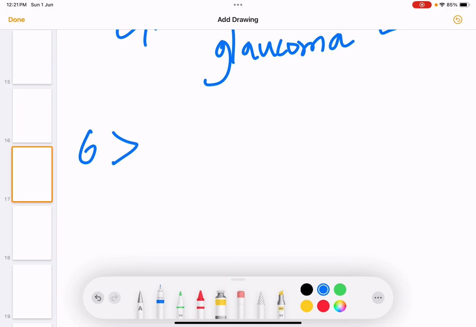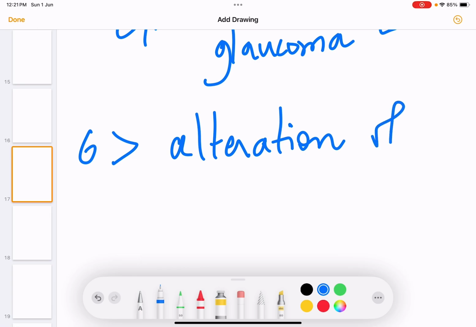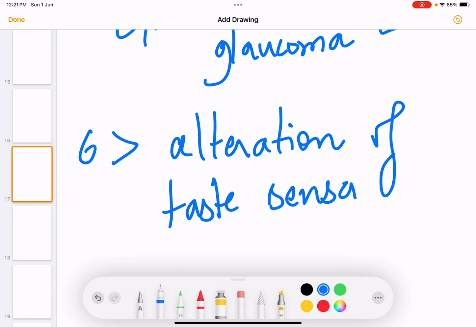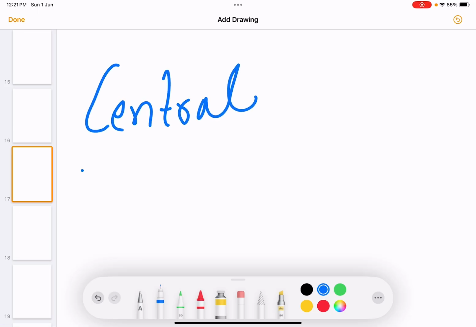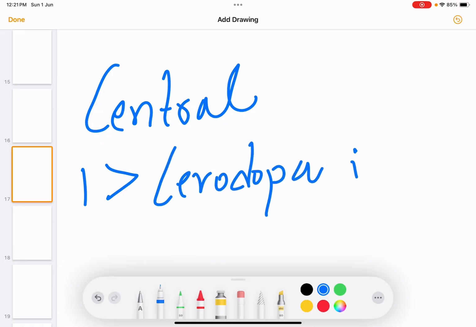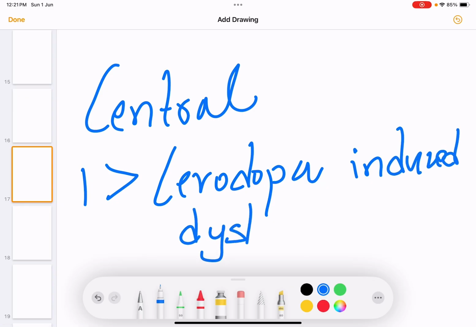Then sixth, it also causes alteration of taste sensation. Now central adverse effects of levodopa. First is levodopa induced dyskinesia. Dyskinesia means abnormal movements. So levodopa can produce dyskinesia and the drug of choice for this levodopa induced dyskinesia is amantadine.